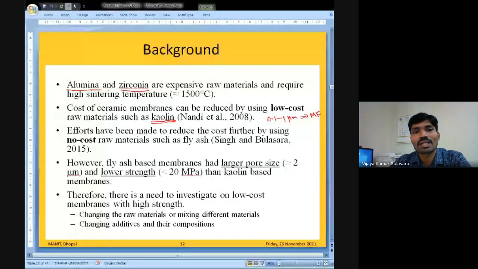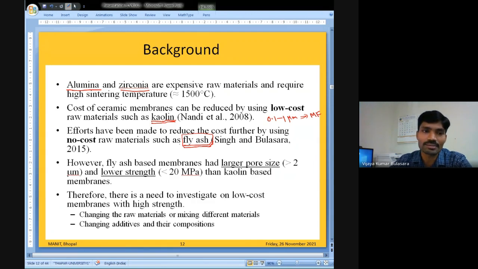And some efforts have been made to reduce the cost of raw material further by using no-cost raw materials such as fly ash. As we discussed in the beginning, fly ash is a waste generated by combustion of solid fuels, especially in coal-fired thermal power plants. It is produced in huge amounts, and it finds some applications like in the preparation of cements or bricks.